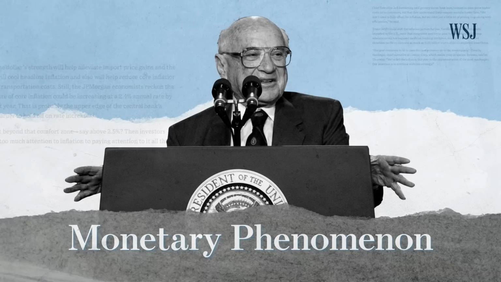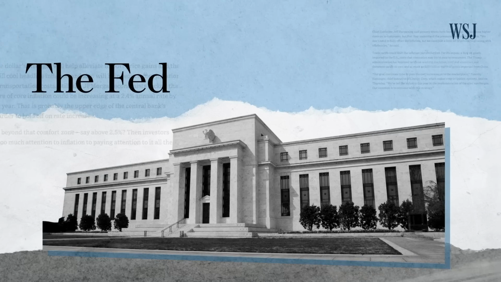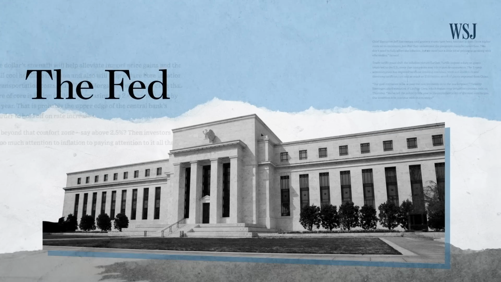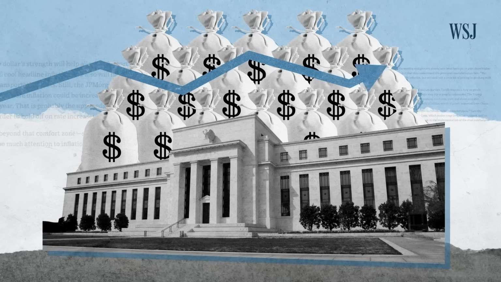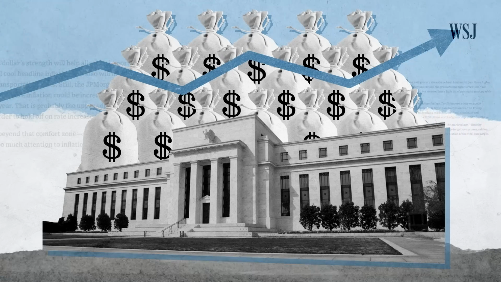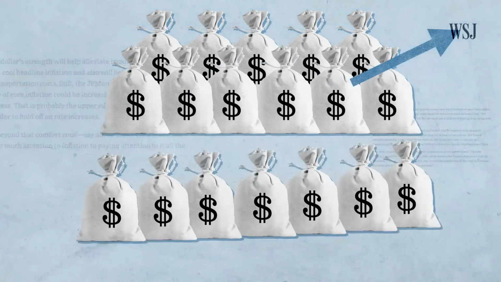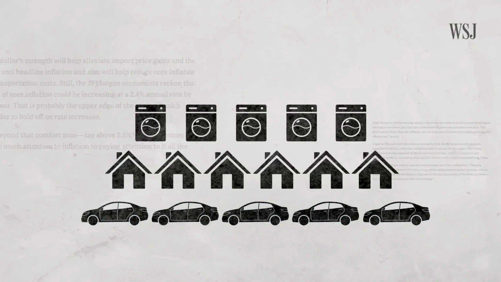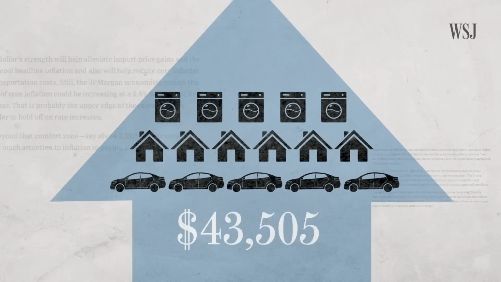The economist Milton Friedman once said that inflation is always and everywhere a monetary phenomenon. He was talking about the Fed. The Fed is a major factor in inflation. It dictates the supply of money in the economy and changes interest rates, which are the cost of borrowing money. By changing interest rates, the Fed can influence how many cars, homes, or machines American households and businesses buy, and that affects whether prices go up a lot or a little.